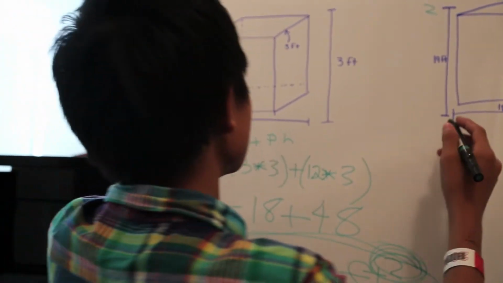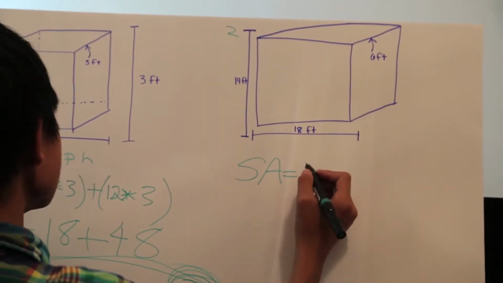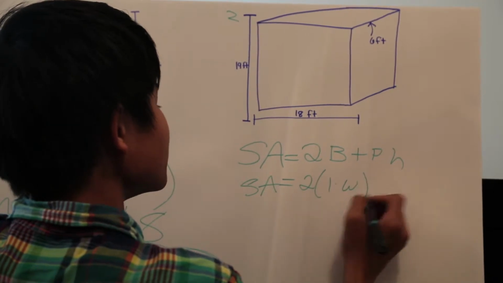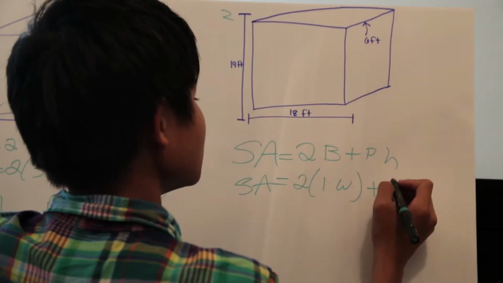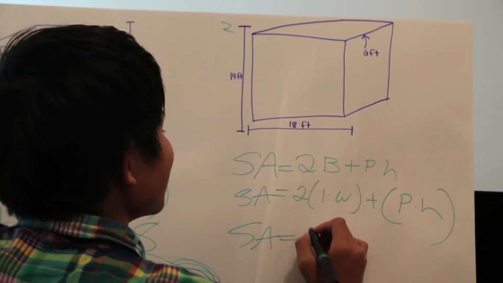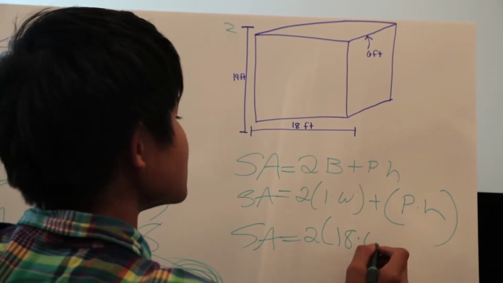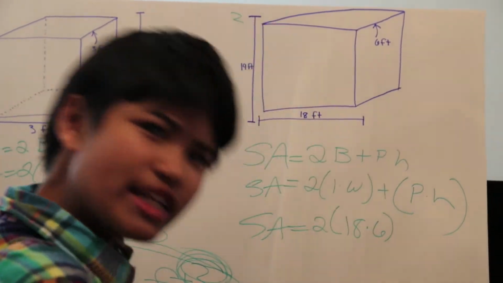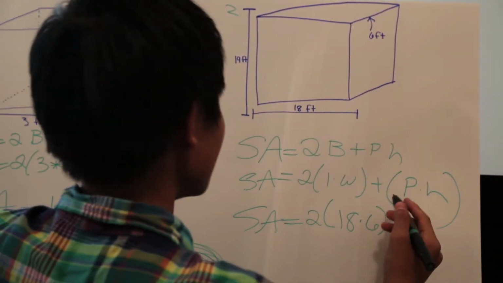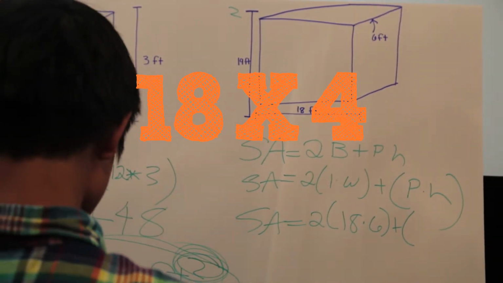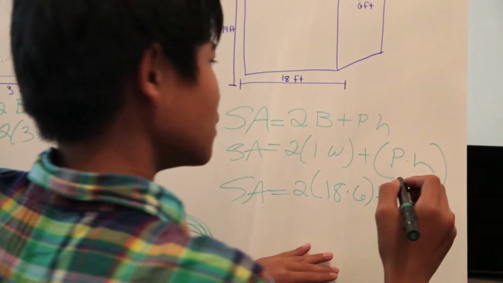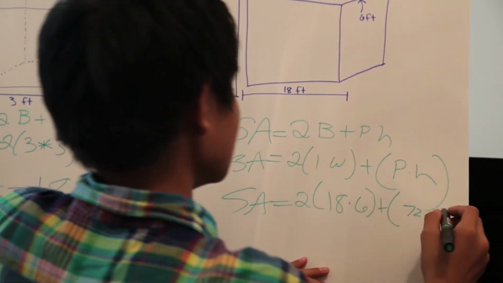And so this one's a bit harder, but okay. Challenging is good sometimes. So 2B plus PH. SA equals 2 times length times width, plus P times H. SA equals 2 times 18 times 6. Those are the length and width. I just want to get it ingrained in your mind. 18 times 6 plus the perimeter. So 18 times 4, 72. I should know that. 72 times the height, which is 19.